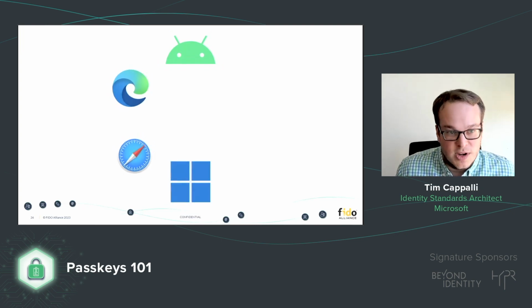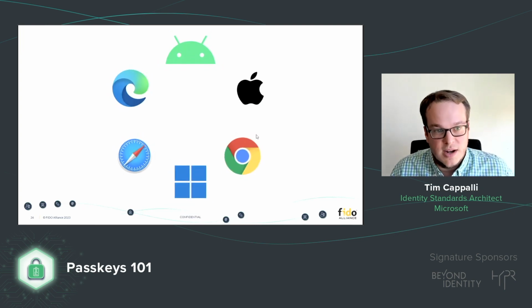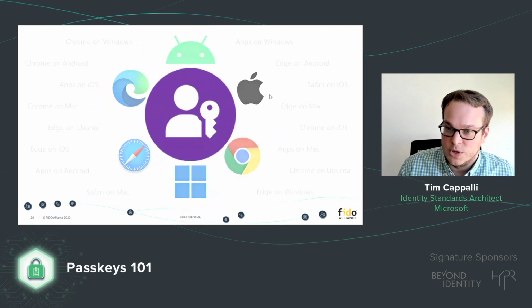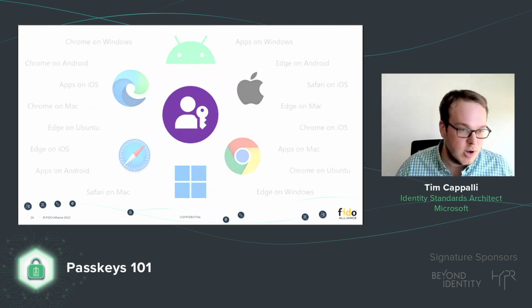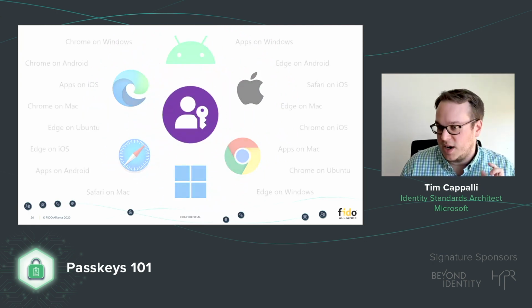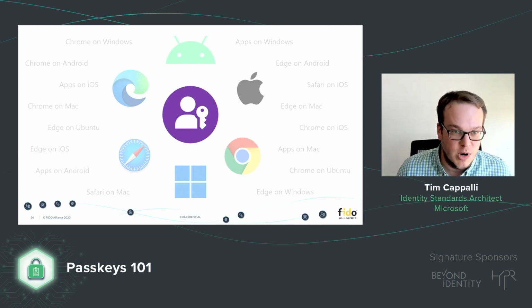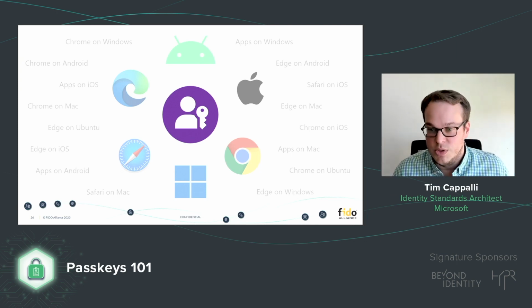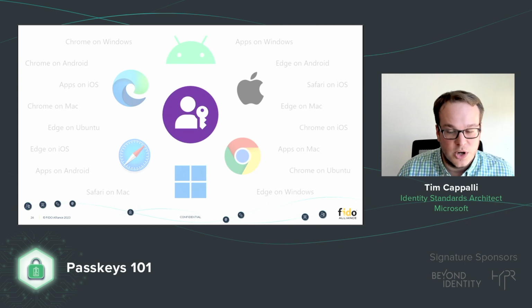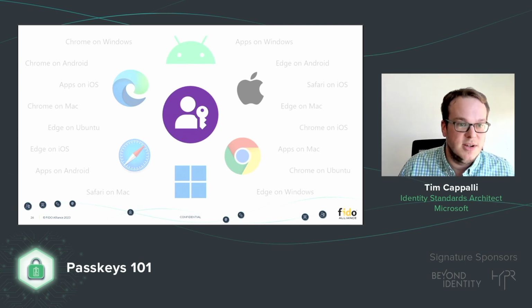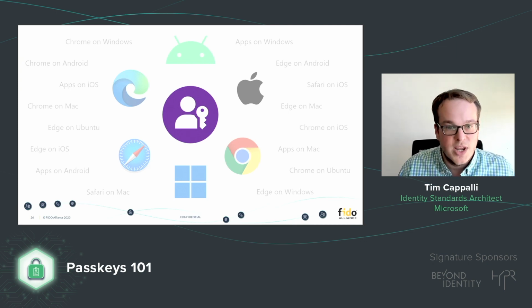This is supported across all major operating systems and browsers. So we have Chrome on Windows, Chrome on Mac, apps on Windows, apps on Mac, Android, iOS, even Ubuntu, right? You can use some of these flows. So the time is now. These flows are available. Users can use a passkey in some way, shape, or form across all of these different devices and platforms. And we really recommend that you start diving in and testing these flows for your users.